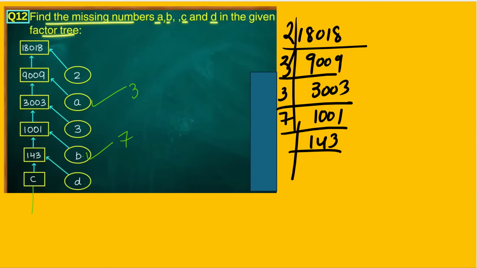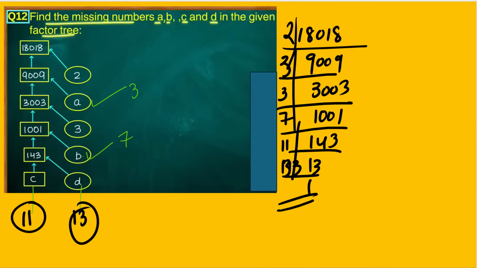If there are two empty places over here, these two empty places will be prime numbers, the next prime numbers, which are 11 and 13. So we can write here 11 and 13. 13 times 1 is 13. So whenever two empty spots are given, they will be the next two prime numbers.